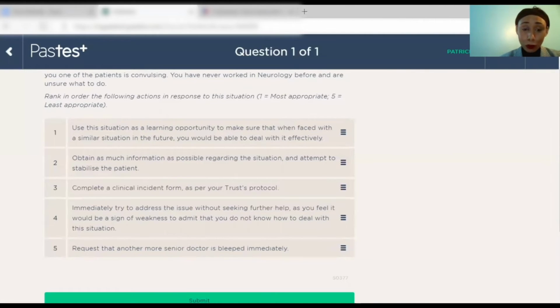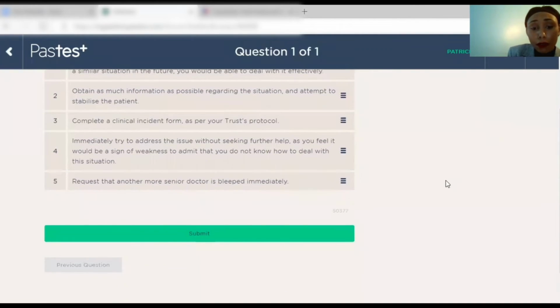Going down the ranks now, it would be to complete an incident form, a clinical incident form. And then lastly, the most inappropriate or least appropriate thing to do would be to immediately try to address the issue without seeking further help, as you feel it will be a sign of weakness. That is something that you should never, ever, ever do.